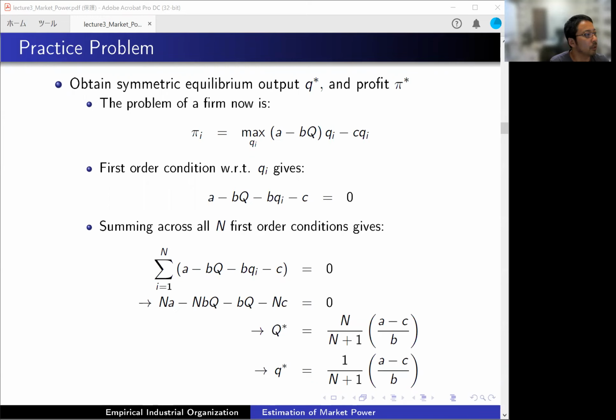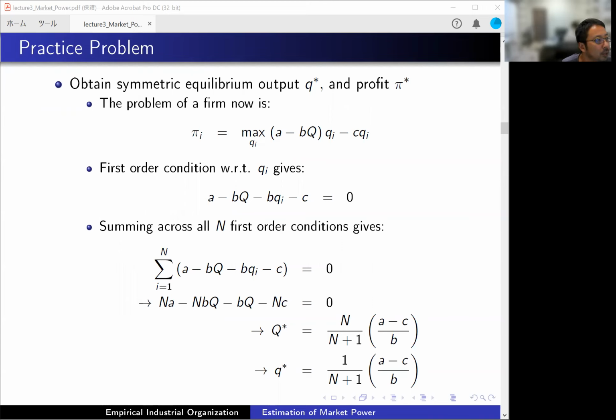We set up the problem of firm i in exactly the same way as we did for the two firms case. So the problem of a firm is identical except that now the aggregate output Q is the sum of all the n outputs. Taking the first order condition with respect to Qi, you can obtain the first order condition that looks identical to what we had for two firms case.